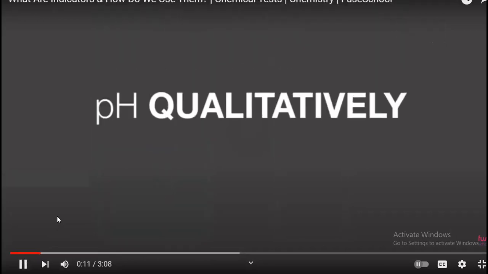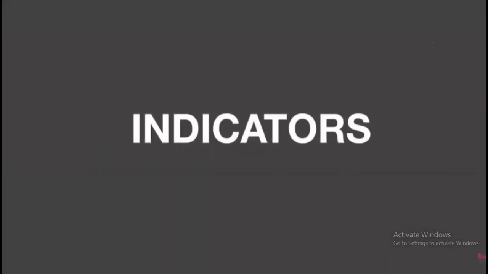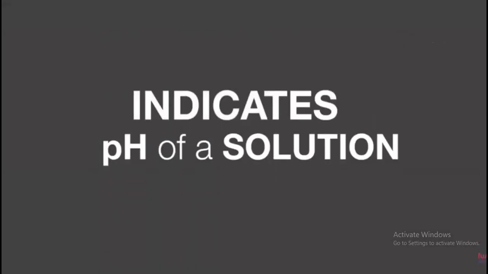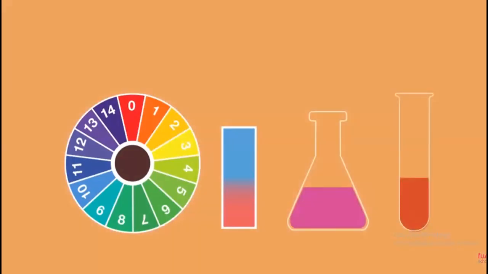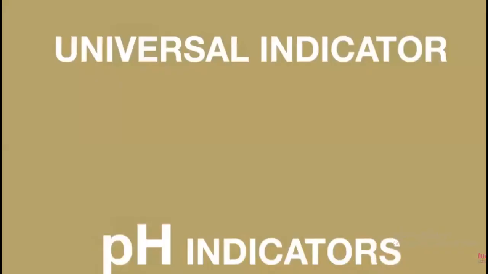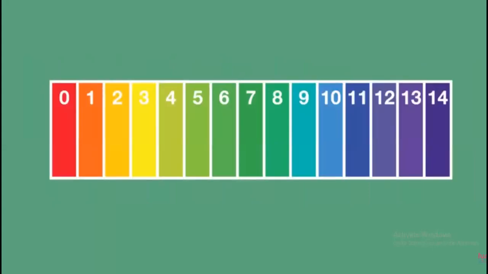To determine pH qualitatively. In this lesson, we will learn about indicators, which help us indicate the pH of a solution. An indicator changes color depending on the pH of the solution analyzed. Because of this, they are also known as pH indicators. Universal indicator is very versatile as it can measure pH across the entire scale from 0 to 14. It is not a single indicator, but rather a combination of various indicators.